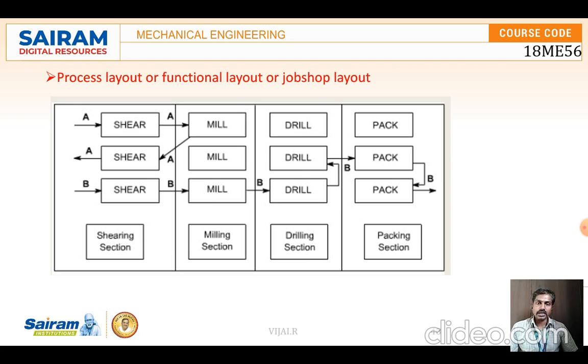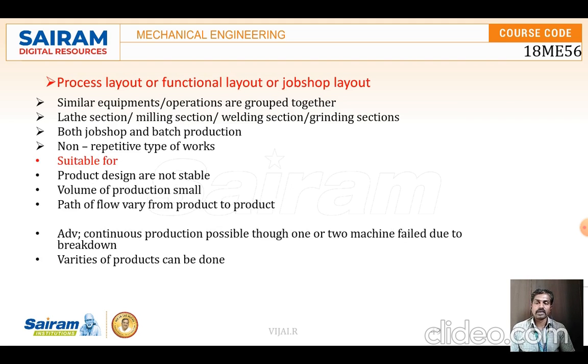This functional layout or process layout is suitable where the product design is not stable. In the case of the product layout, the design of the product is stable, that is, what we are going to produce is fixed. It may be sugar or cement, fixed for the entire year, continuously producing the same product. But in the functional or process layout, we cannot determine what is needed. It depends upon customer requirement.